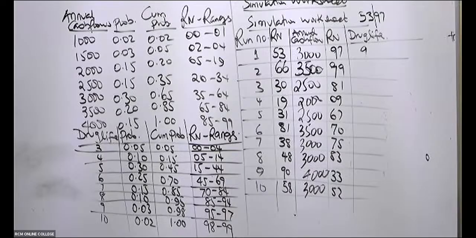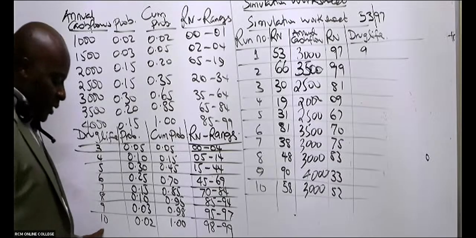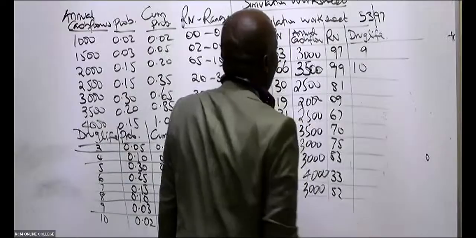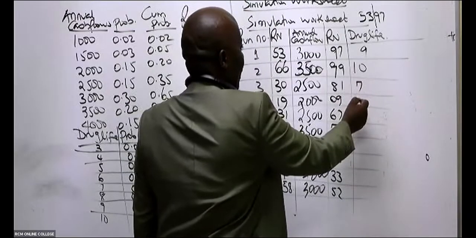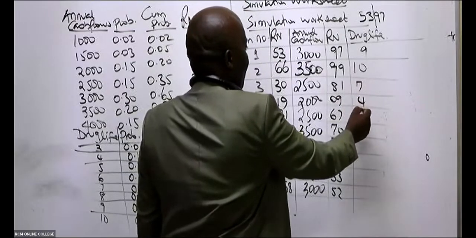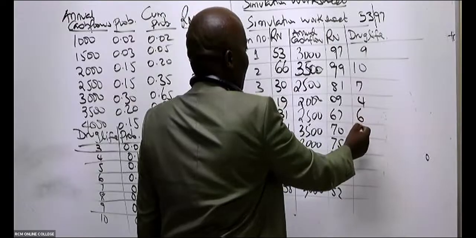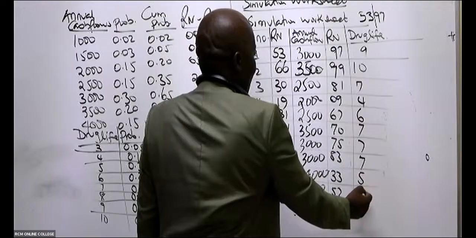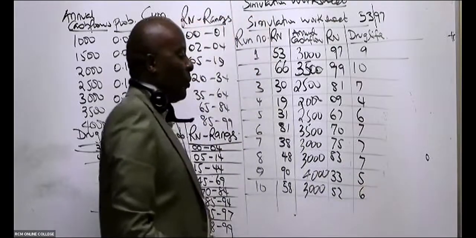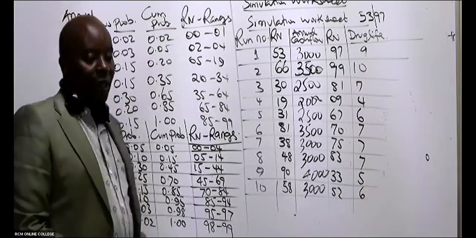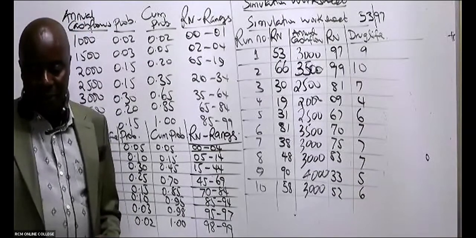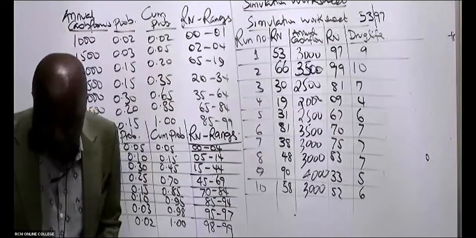Is it okay? So 99 drug life gives us our 10 years. So this gives us 10 years. So this is 7, 4, 6, 7, 7, 7, 5. So the students who are with me here physically have been able to get these figures correctly. How about the online warriors, the ninjas? Are we together, the ninjas?